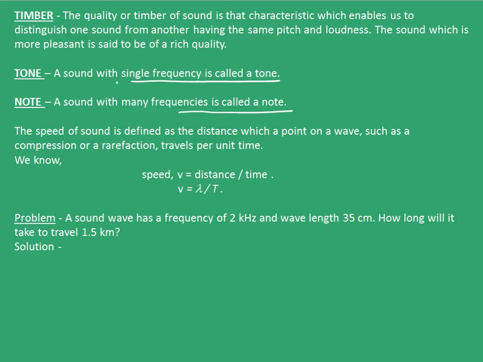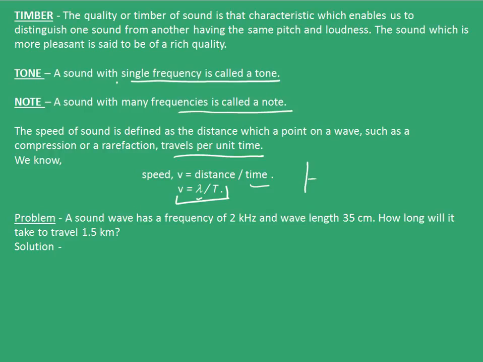The speed of sound is defined as the distance which a point on a wave, such as a compression or a rarefaction, travels per unit time. We know speed is distance divided by time, and distance here is nothing but the wavelength of the sound wave. Therefore, speed is wavelength upon the time period of the sound wave.